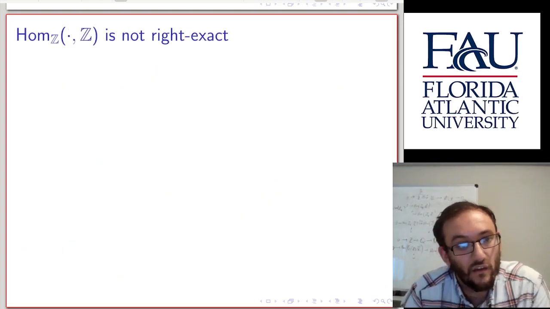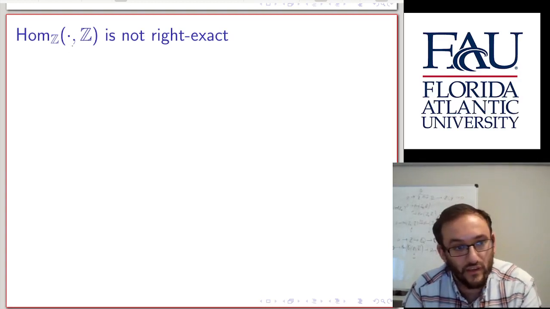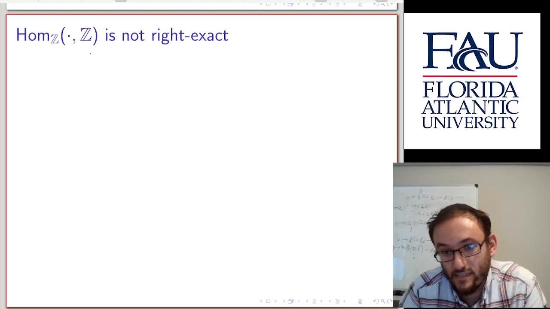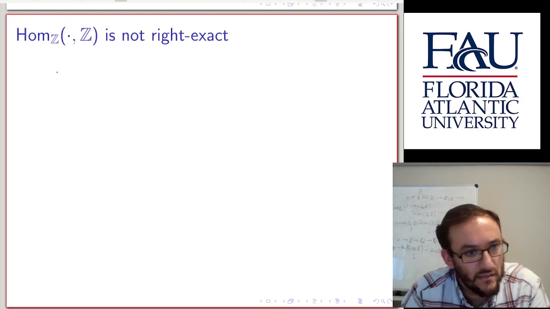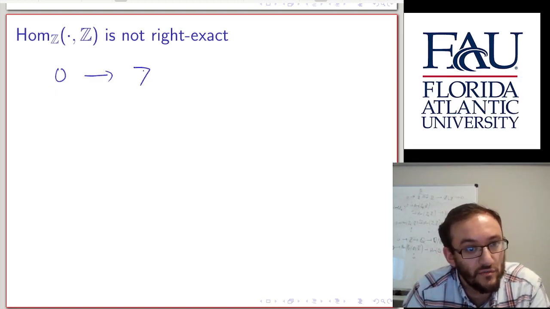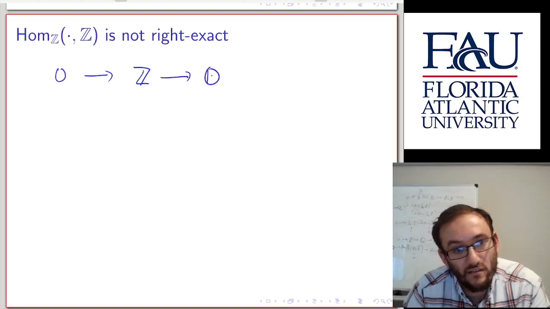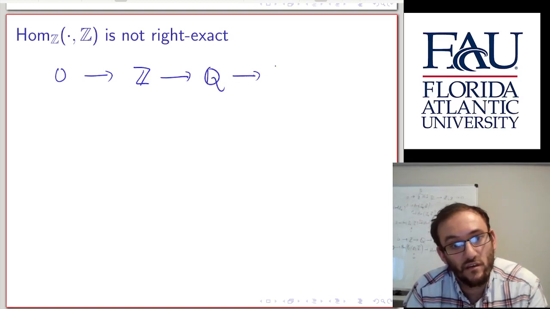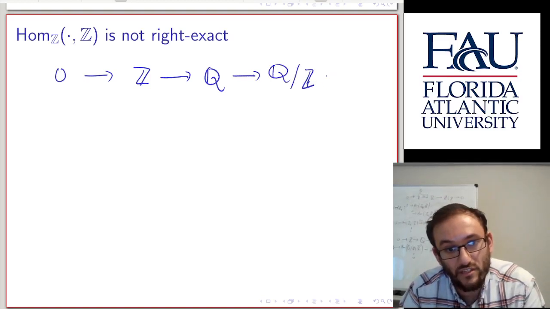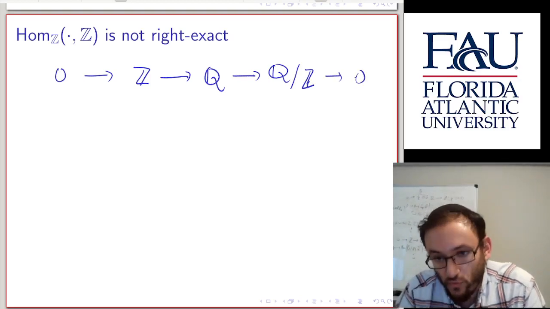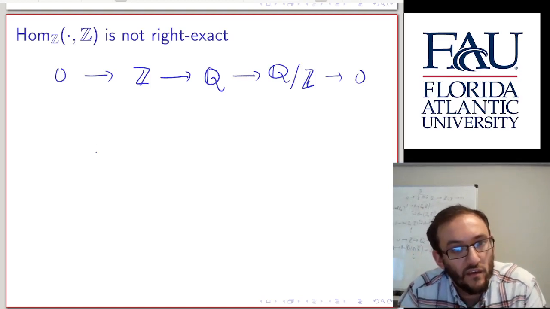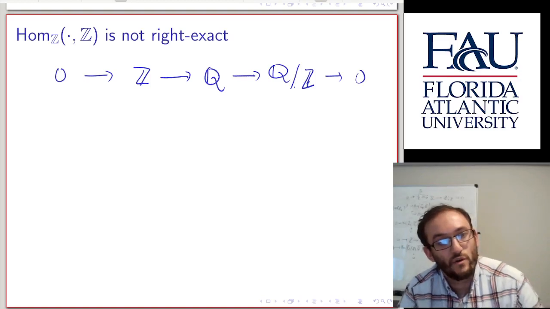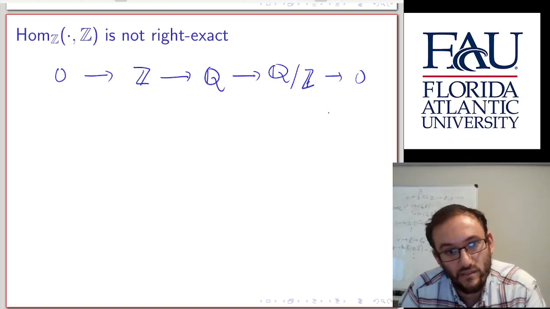Okay. On the other hand, if we're looking at the functor which has Z in the second factor, this is a contravariant functor. Now we can look at a different sequence. We're going to take 0 mapping to Z, which maps injectively into Q, the rationals. And then you can take the quotient module of Q by its submodule, the integers. You can think of this as numbers with integer part 0 and just fractional part. This is an exact sequence.